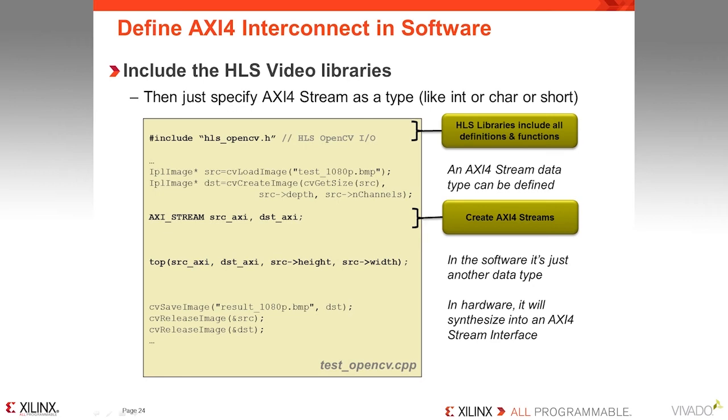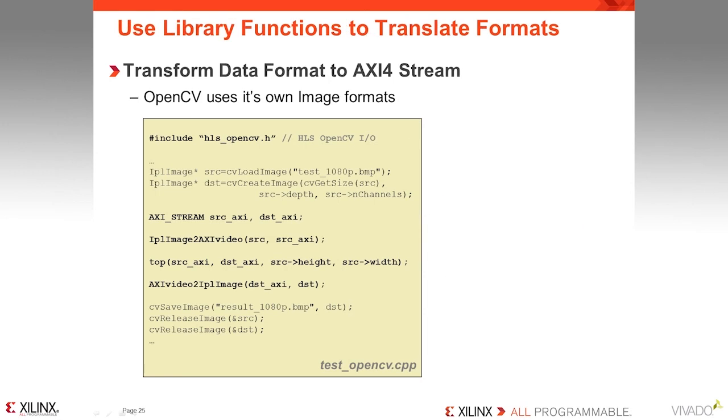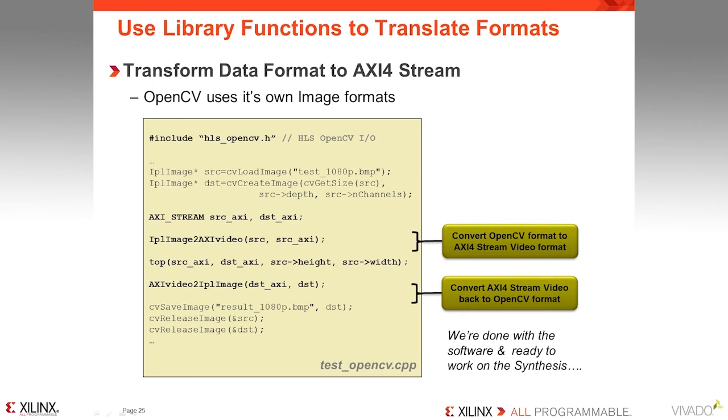Okay? The next thing we would do is transform that data. So we would add these two transformation functions. So here we would go from the standard OpenCV image to our AXI data type, and then on the other side of the function from our AXI data type back to the OpenCV format. Okay? And that's basically it. That's all we need to do in the software code. Okay? So we're done here, and now we can go on to the part that's to be synthesized.